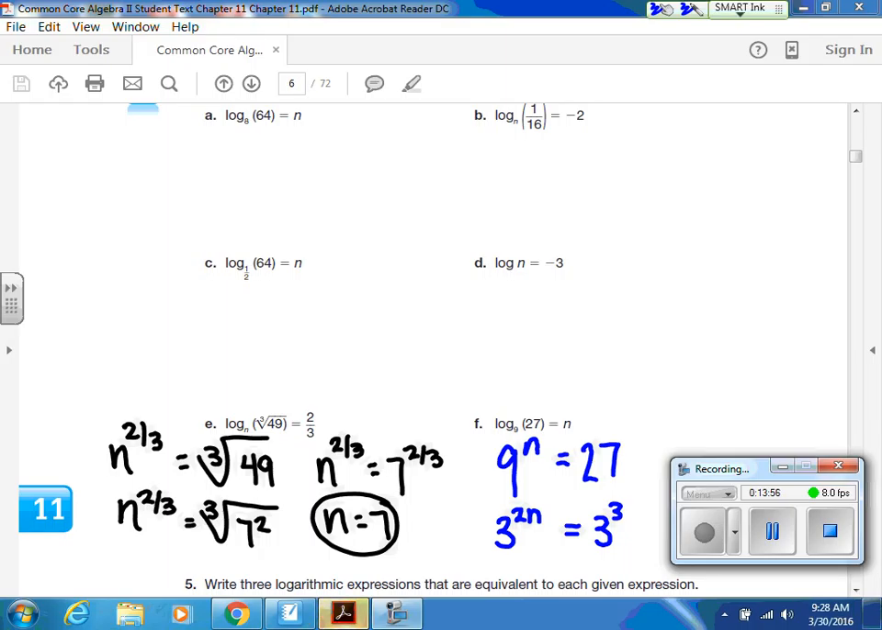Alright, so if 3 to the 2n equals 3 to the 3rd, then 2n has to equal what? 3, which means n equals 3/2.